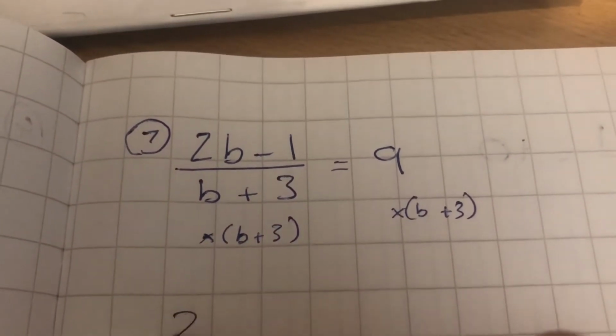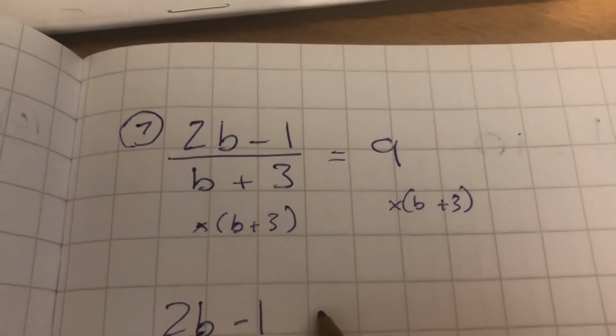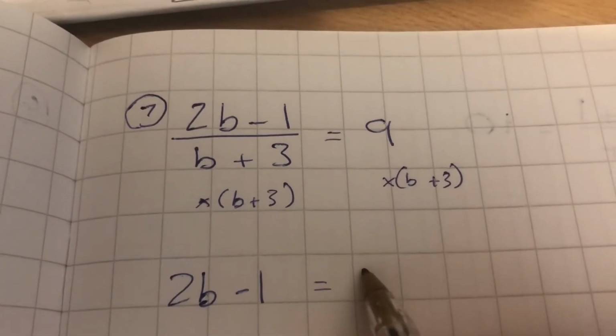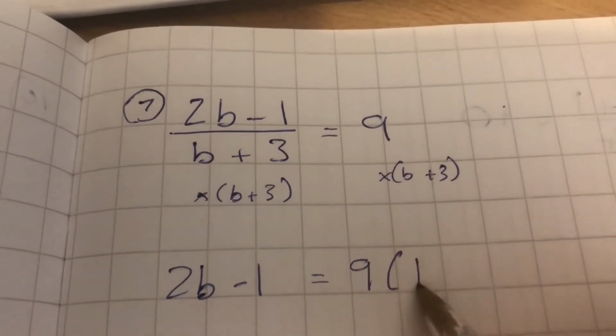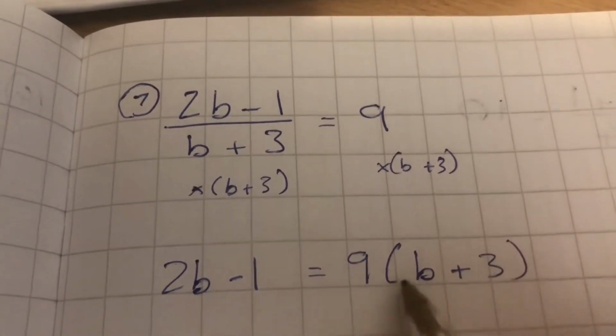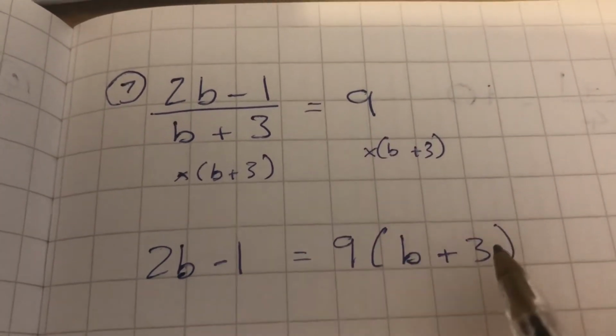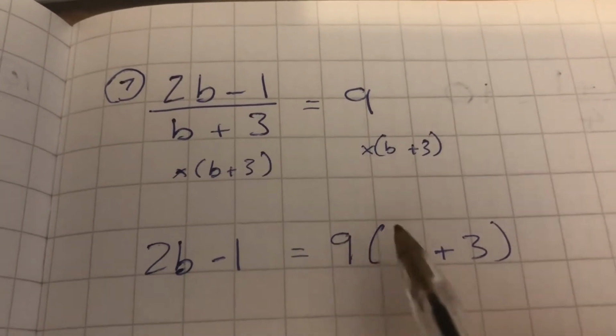So what I'm left with on the left is 2b minus 1 is equal to 9 times, and I am going to use the bracket here just to show you what this means, 9 times b plus 3, because I have to multiply b plus 3 times everything, so that's why I'm going to multiply 9 into this.